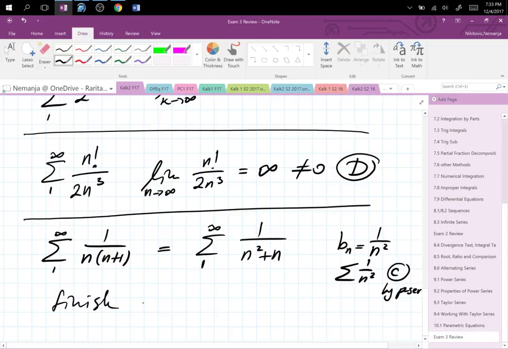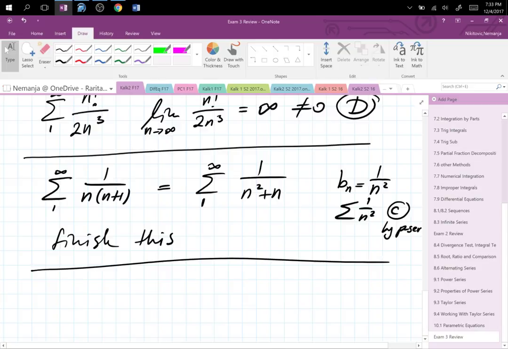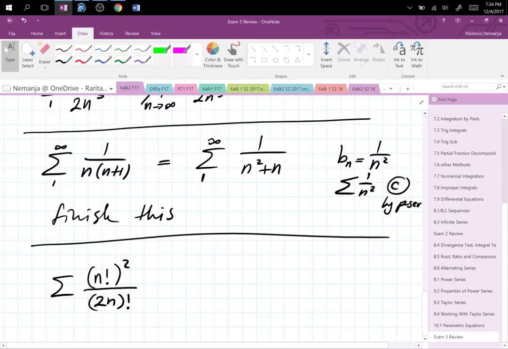I'll just finish this, because you still have to do the test. Let's take a look at your problem: the sum of n factorial, all of that squared, over 2n factorial, from 0 to infinity.